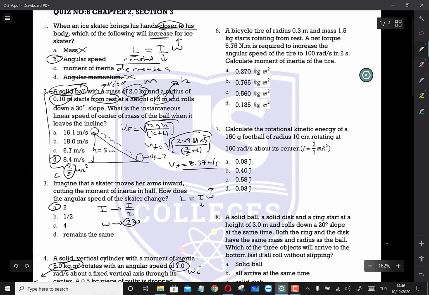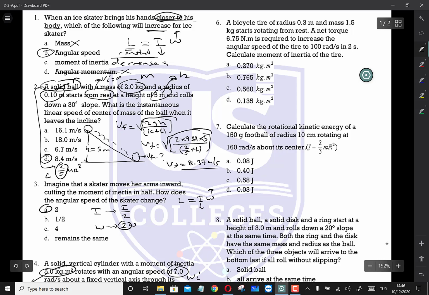Question number 6. A bicycle tire of radius 0.3 and a mass of 1.5 kilograms starts rotating from rest. A net torque of 6.75 Newton meters is required to increase the angular speed of the tire to 100 radian per second in 2 seconds. Calculate the moment of inertia of the tire.